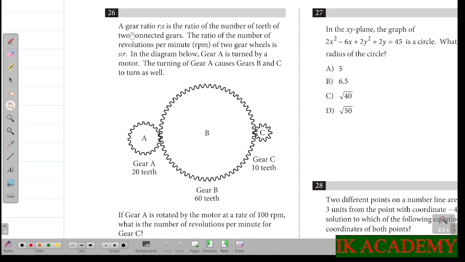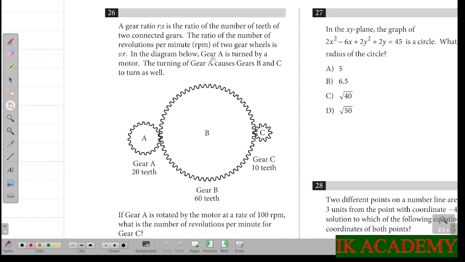Question number 6 says a gear ratio R ratio S is the ratio of the number of teeth of two connected gears. The ratio of number of revolutions per minute (RPM) of two gear wheels is S ratio R. So the ratio of the gear is R ratio S and the RPM ratio of the two gears is S ratio R, which is reciprocal to each other.